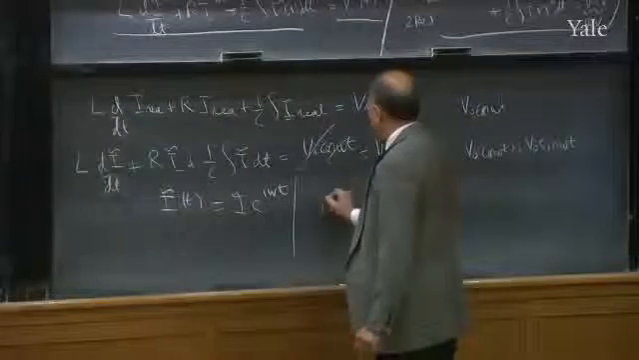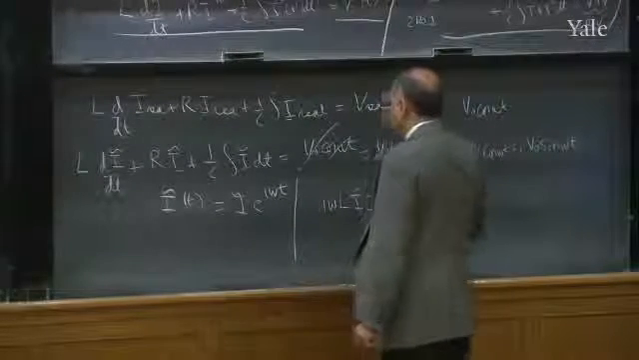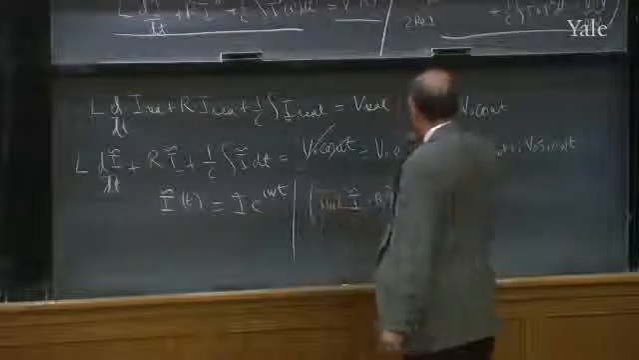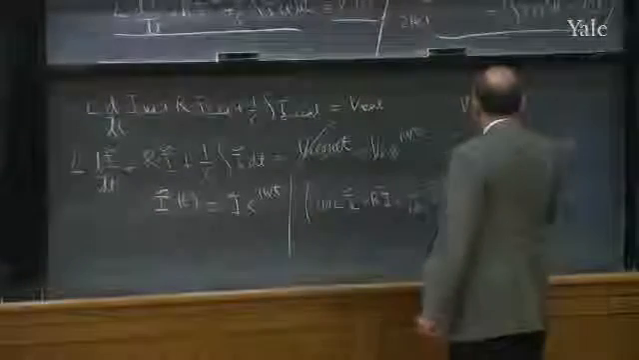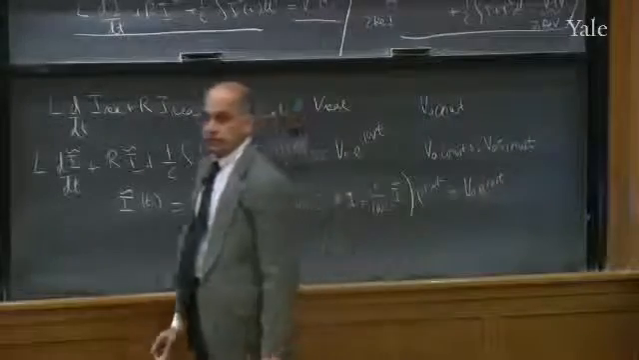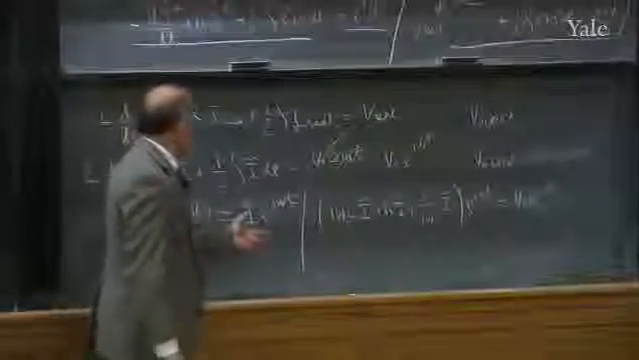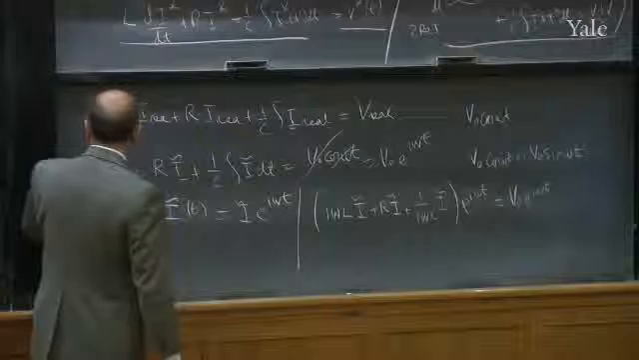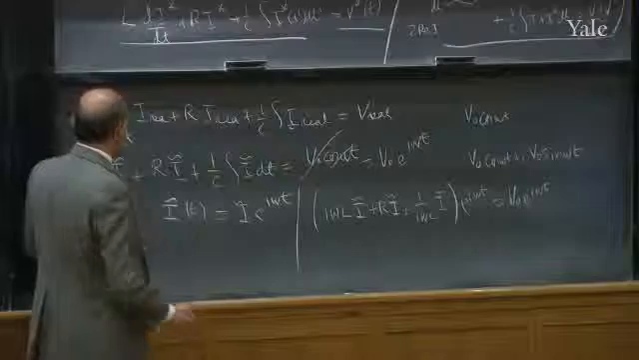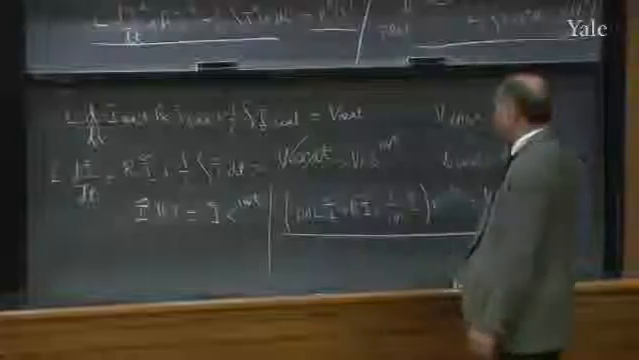You will find you will get i omega L times I twiddle plus R times I twiddle plus 1 over i omega C times I twiddle, times e to the i omega t, is V0 e to the i omega t. This is because if you assume the current is an exponential, every derivative is equal to an i omega, and every integral is equal to 1 over i omega, and multiplying is just multiplying. So d by dt got replaced by i omega, and you get this equation for I twiddle.